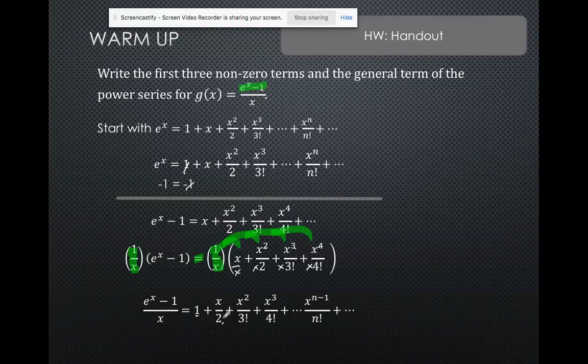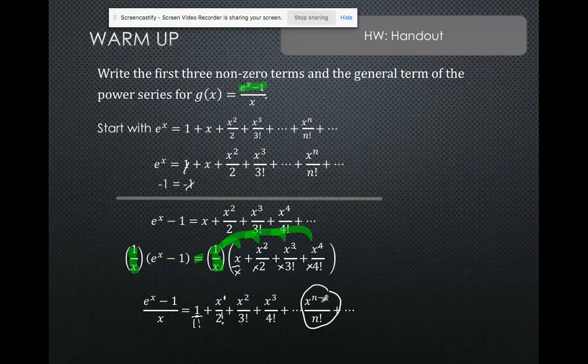Well, sure, you can call it 2 factorial if you still want. And really, there's a 1 factorial still here, right? So do you see where I got the general or the nth term? Notice now with this manipulation, my power doesn't match my factorial. It's 1 less. So in my nth term, I just wrote x to the 1 less power than the factorial.